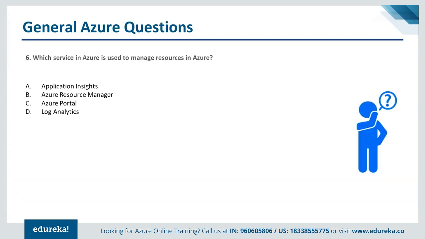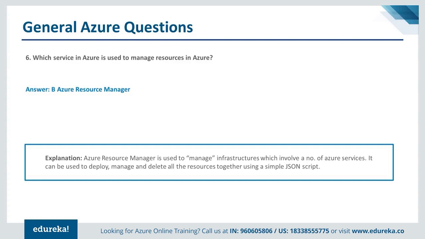Now, talking about which service in Azure is used to manage resources. We have a few options: Application Insights, ARM, which is my Azure Resource Manager, then the Azure portal, then Log Analytics. As far as this is concerned, we talk about ARM. This is a service which is on the newer portal, right? It is used to manage the infrastructure which involves a number of Azure services.